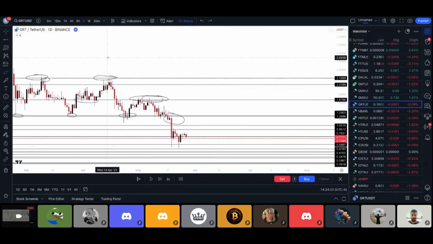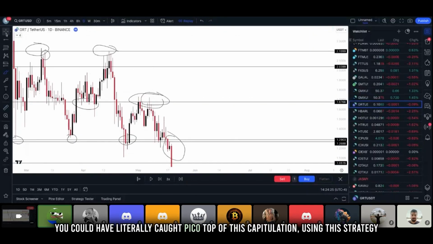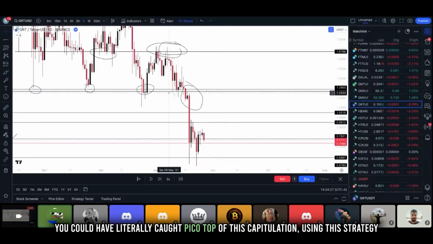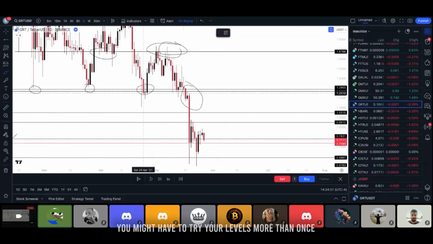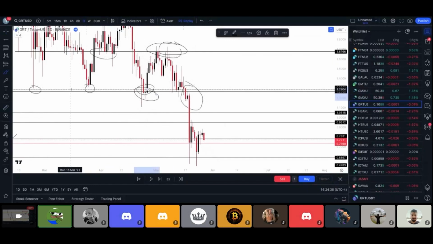And this is the capitulation in 2021. You could have literally caught the pico top of this capitulation in 2021. You just had your levels. And obviously try to right there. That's why I say you might have to try your levels more than once. Right here on this deviation, you might have wanted a short here. Logically speaking, that's a logical short.